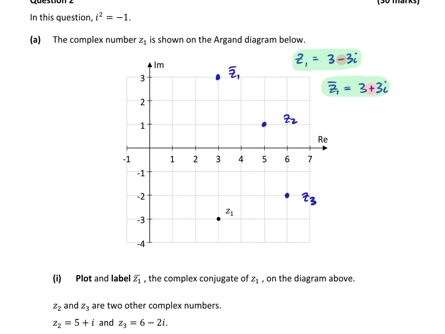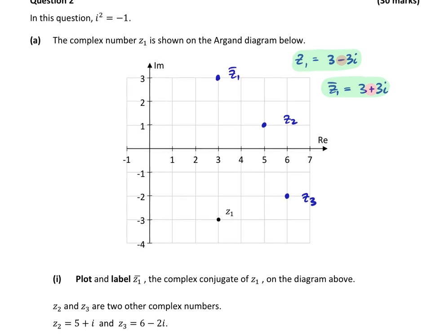It also gave us 2 points there. You can see we've got Z2, which was 5 plus i. So 5 plus i is here. So if we come across 5 and we go up 1i, it brings us up to here. So that's where Z2 is. If it just says i, that means 1i. So we're coming across 5 and up 1. And we've got 6 minus 2i. So again, if we're thinking of this as if we were doing coordinate geometry, it's 6 and it's minus 2 on your y. So we come across 6 on the real and we come down 2 on the imaginary. And we can label that there as Z3.